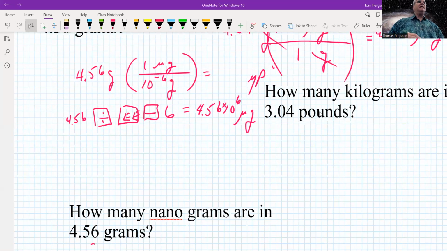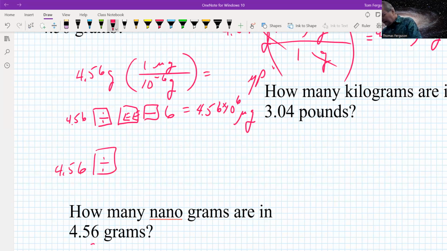Now, if we didn't have the EE key, let me show you what you have to do. You start with 4.56. Hit the divide key, it's on the bottom. Left parentheses.